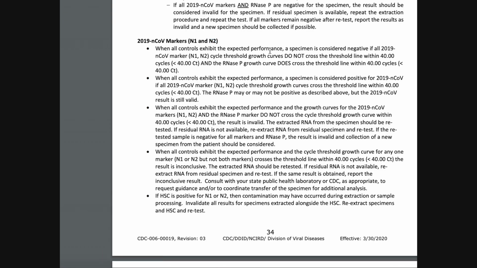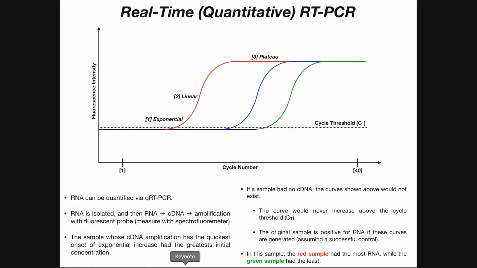Okay, so the first criteria here is when you have all controls exhibit the expected performance, a specimen is considered negative, meaning it doesn't have the virus, if the viral gene curves do not cross that cycle threshold. Okay, so if we had a situation where we had a control that behaved as expected, let's say this green one was the control.